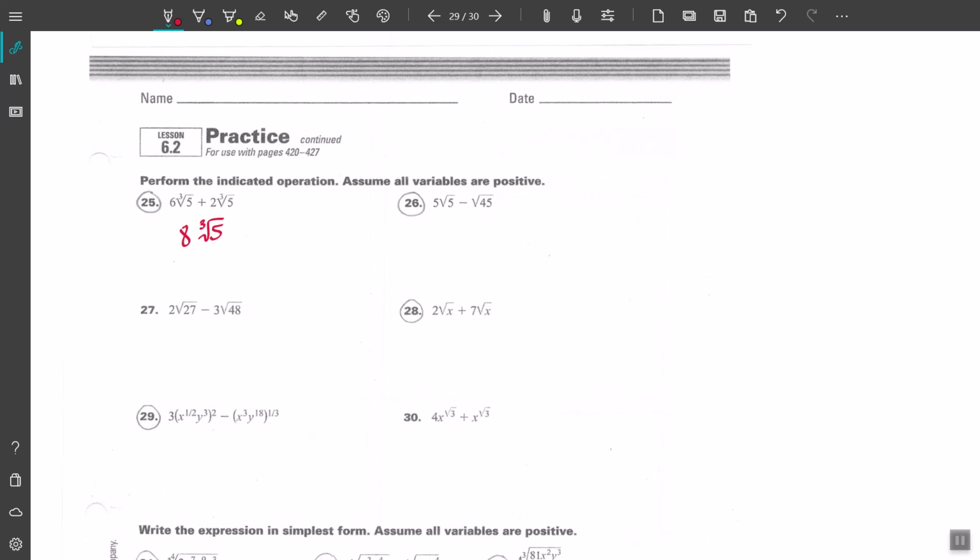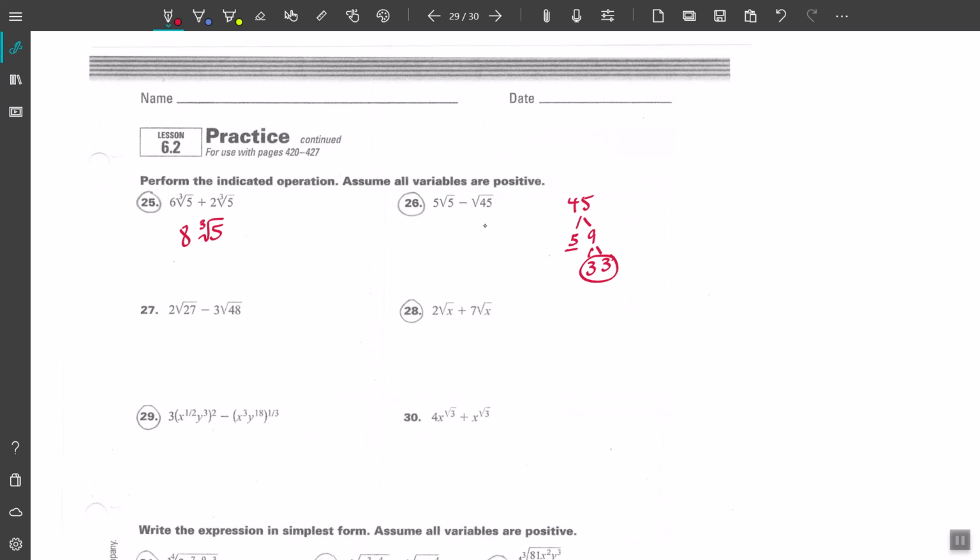On 26, now on this one, the radicals don't match. The radicand, what's underneath it, doesn't match. So we have to do some simplification on the square root of 45 to see if we can make it look like the square root of 5. Right now they're saying 5 square roots of 5, take away the square root of 45. But if we go ahead and prime factor 45, because we would have to do that anyway to get that 45 out from under the radical, we can see that we have 2 3's that can be pulled out from under the radical and 1 5 left over that's going to be left under.